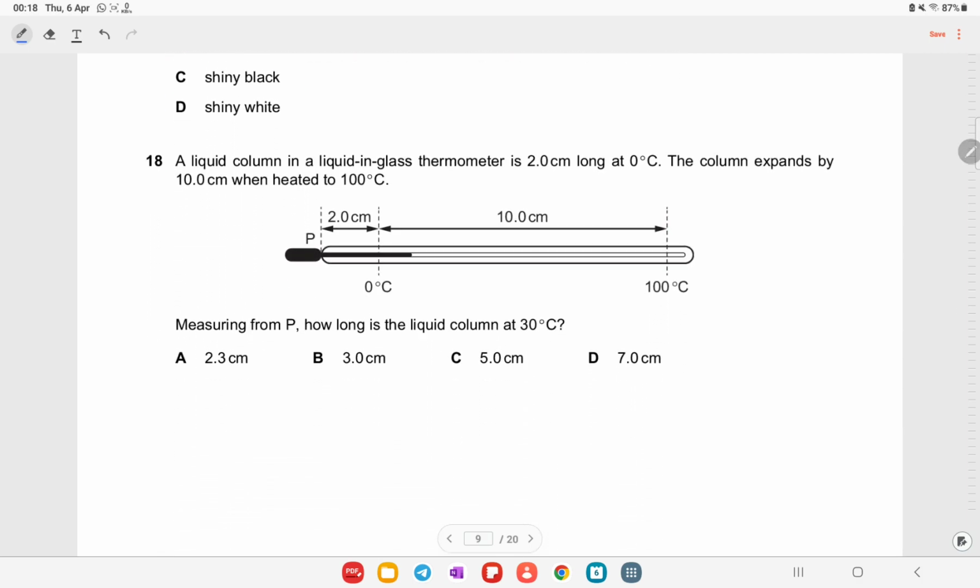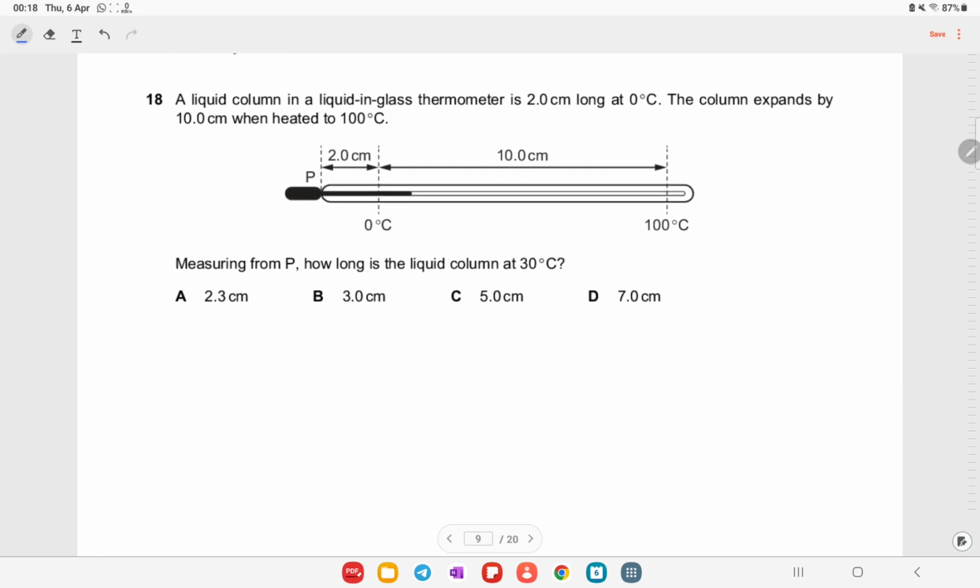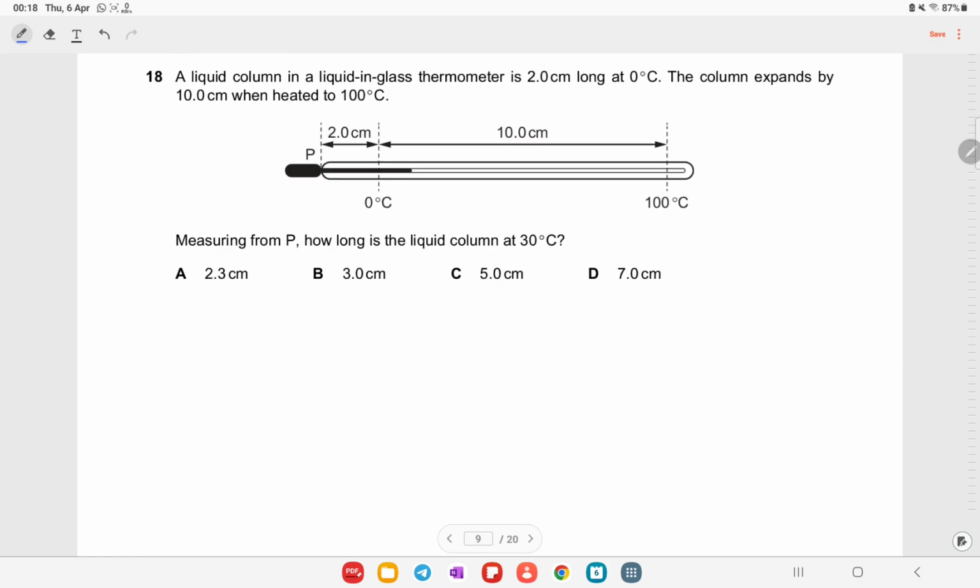Okay, a liquid in a glass thermometer has a column 2 centimeters long at 0 degrees Celsius. The column expands by 10 centimeters when heated to 100 degrees Celsius. Measuring from P, how long is the liquid column? Okay, so now you have to use the formula for this. I'll use the length when the temperature is 0, which is 2 centimeters. The length when the temperature is 100 is 12 centimeters, and we need to find the length when the temperature is 30 degrees Celsius.